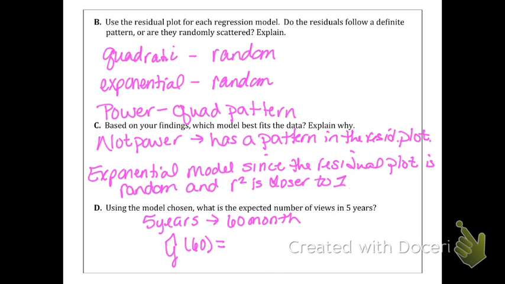And so if nothing else, you can go to your table, and if you go to second window, that's your table setup, and if you do your table start at 60 and then go to your table, it'll show you, just make sure you look in Y2, and it should tell you 124.61 million views. And that is the end of part A.